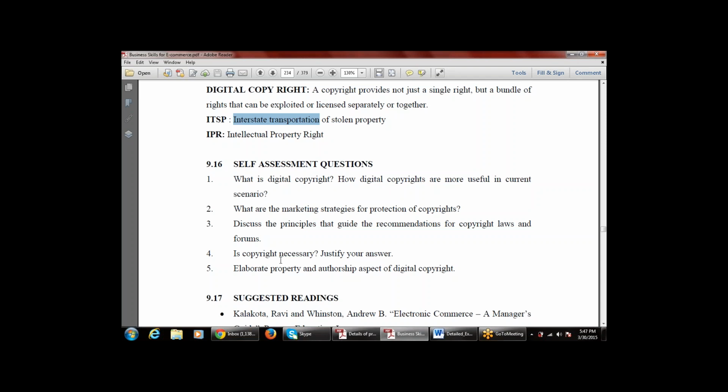Then the next one is self-assessment questions. What is digital copyright? How are digital copyrights more useful in current scenarios? What are the marketing strategies available for protection of copyrights? What are the various principles available in the digital copyrights? Is copyright necessary, or is copyright mandatory? Then elaborate the property and authorship aspects of digital copyrights.